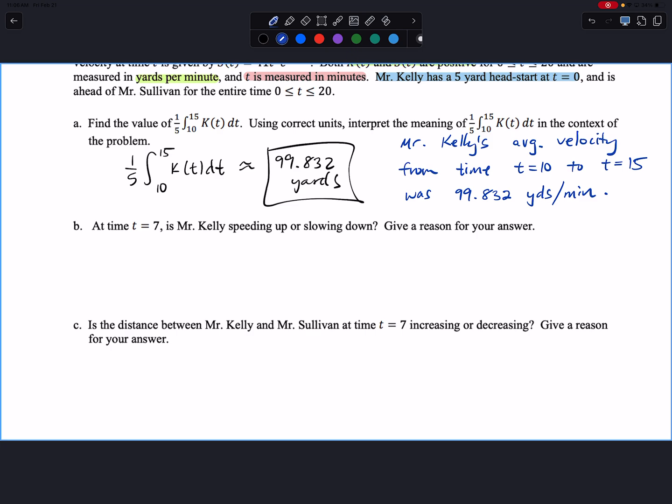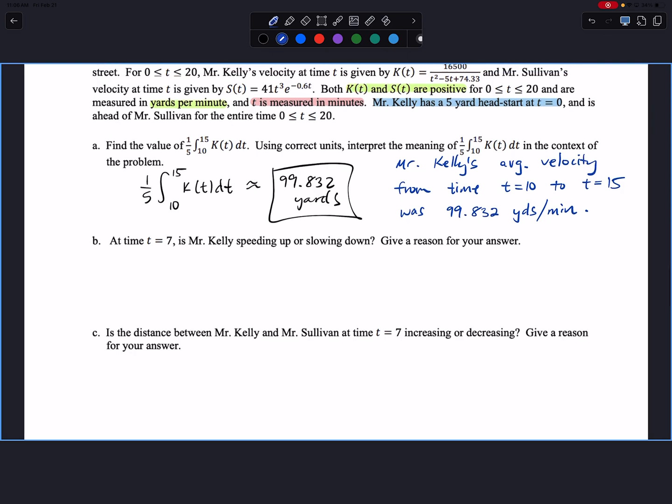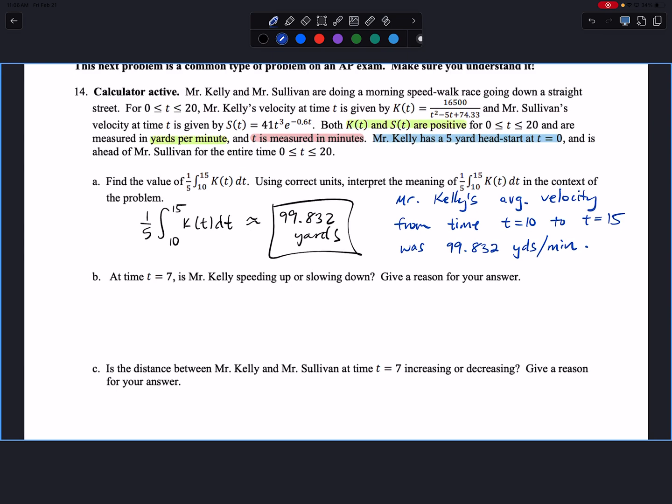Good job. Did you guys hear what she said? If velocity and what? Acceleration have the same sign, speeding up. If velocity and acceleration have different signs, slowing down. Okay, so make sure you guys understand this.